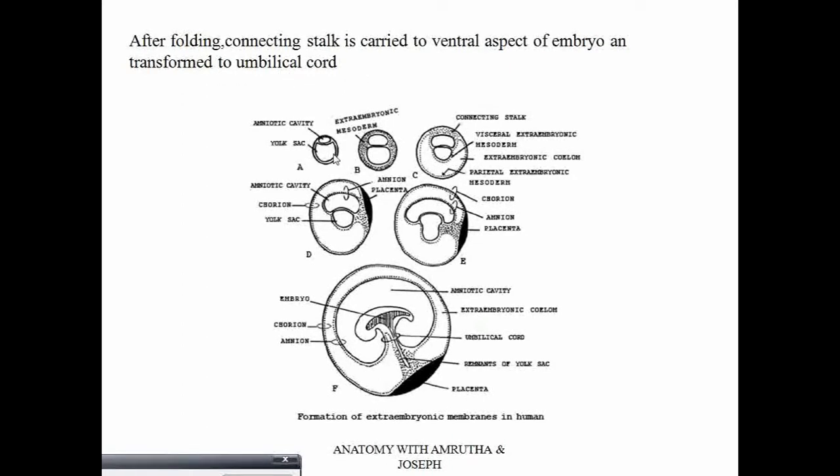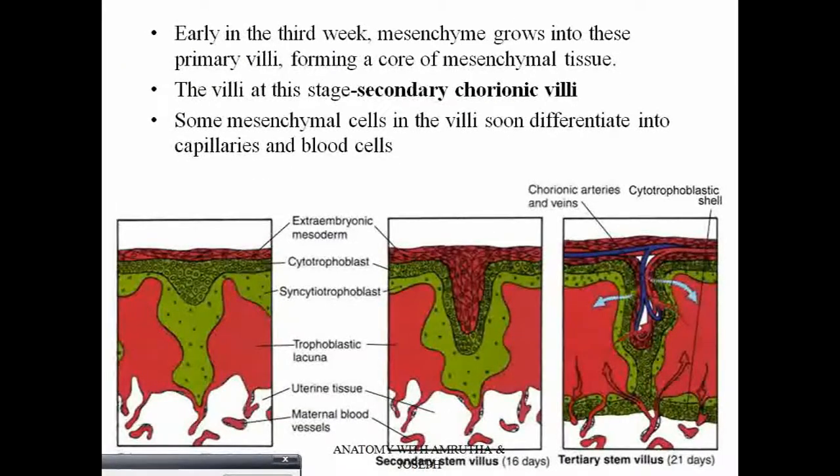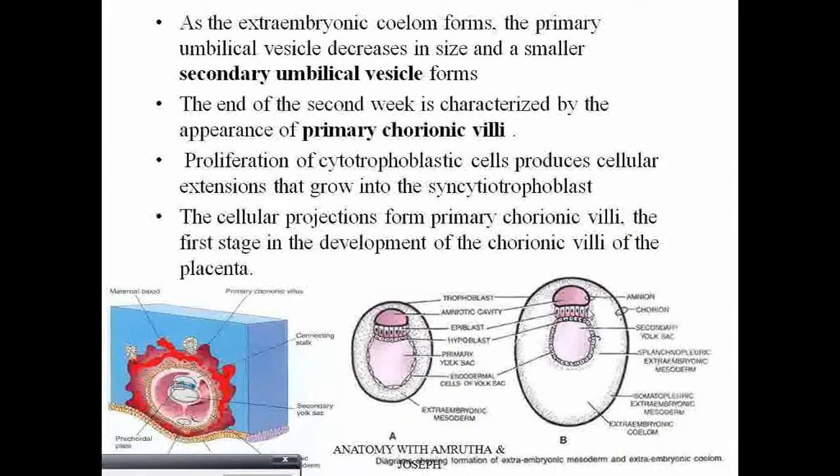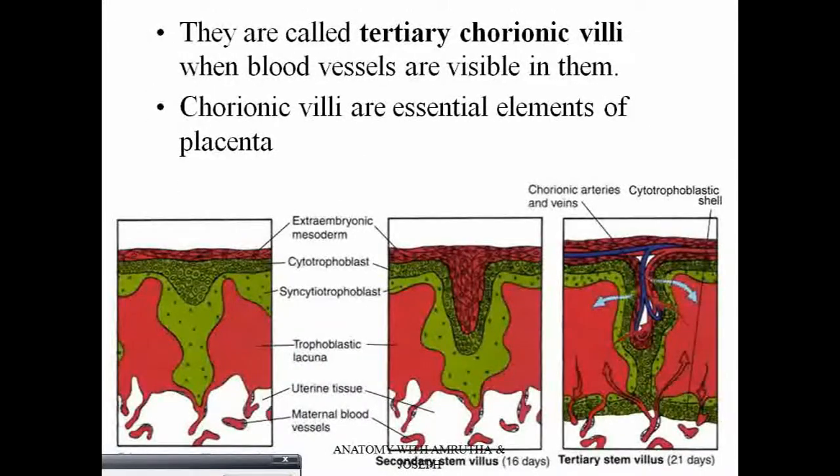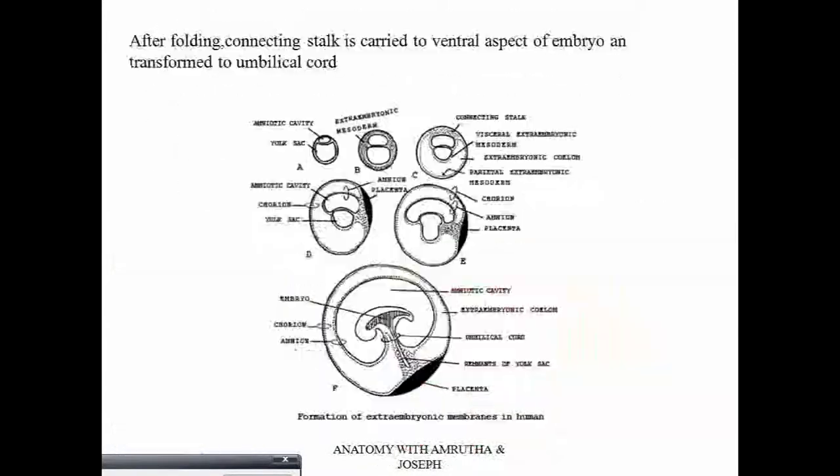Now, connecting stalk. Let's define ventral and dorsal aspect of the embryo in this diagram. So this is the ventral aspect of the embryo, this side, this area. This is the dorsal aspect of the embryo. Now the connecting stalk is present on the dorsal aspect, but now it is going to get formed. This area or this part, the embryo is going to fold. So folding is a complicated mechanism that we can discuss in detail later if you want.